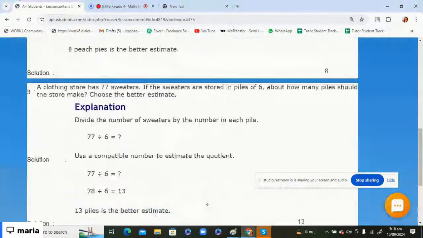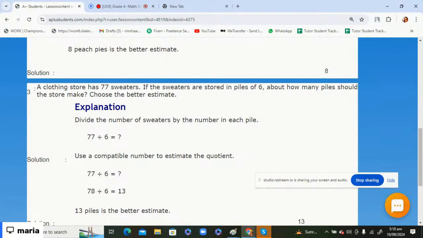So a clothing store has 77 sweaters. If the sweaters are stored in piles of 6, about how many piles should the store make? Choose the better estimate. Divide the number of sweaters by the number in each pile.